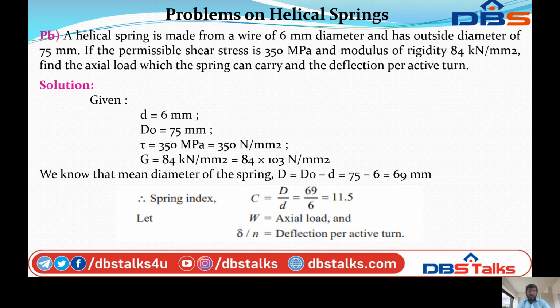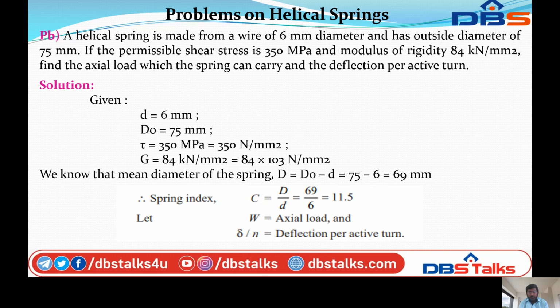So we know that the mean diameter of the spring capital D is equal to outer diameter of the spring minus wire diameter, that is equal to 75 minus 6, is equal to 69 mm. So this one also is the standard formula. So we can calculate the mean diameter of the spring, D is equal to outer diameter minus diameter of the wire, that is equal to 69 mm. Therefore spring index, standard formula, C is equal to capital D by small d, substituting the value 69 by 6, that is equal to 11.5.